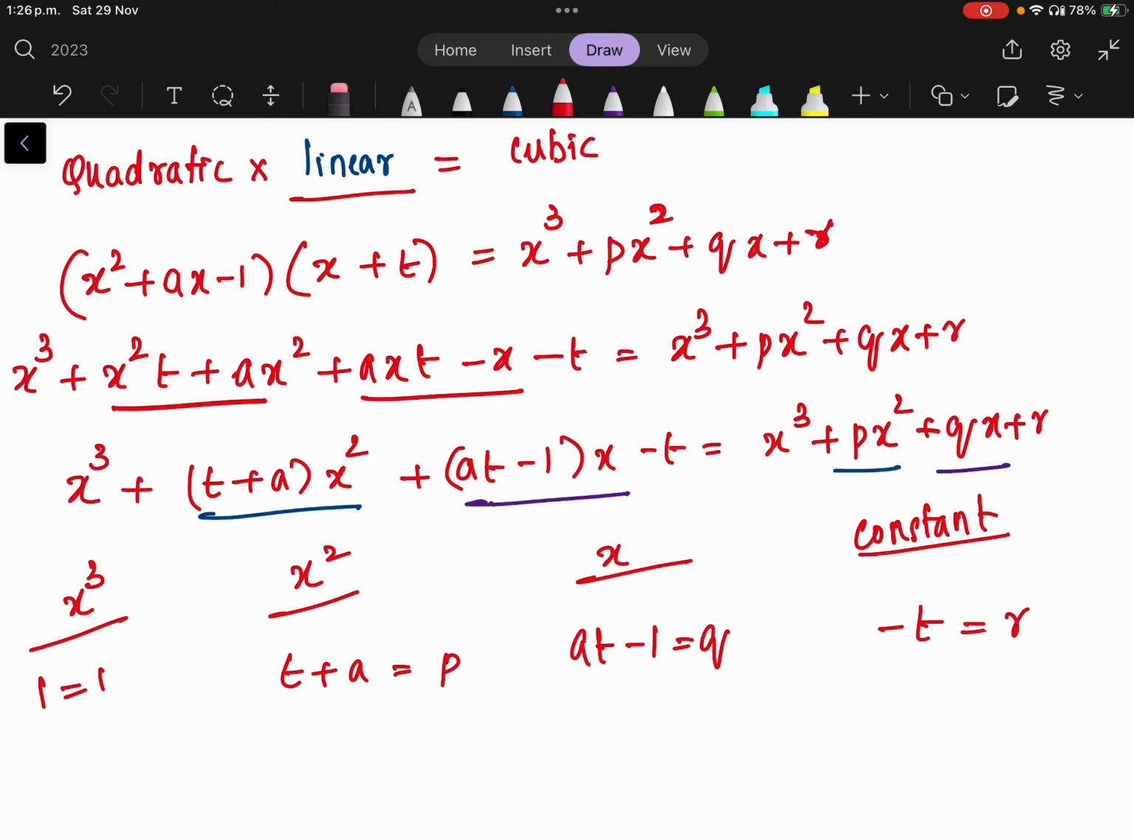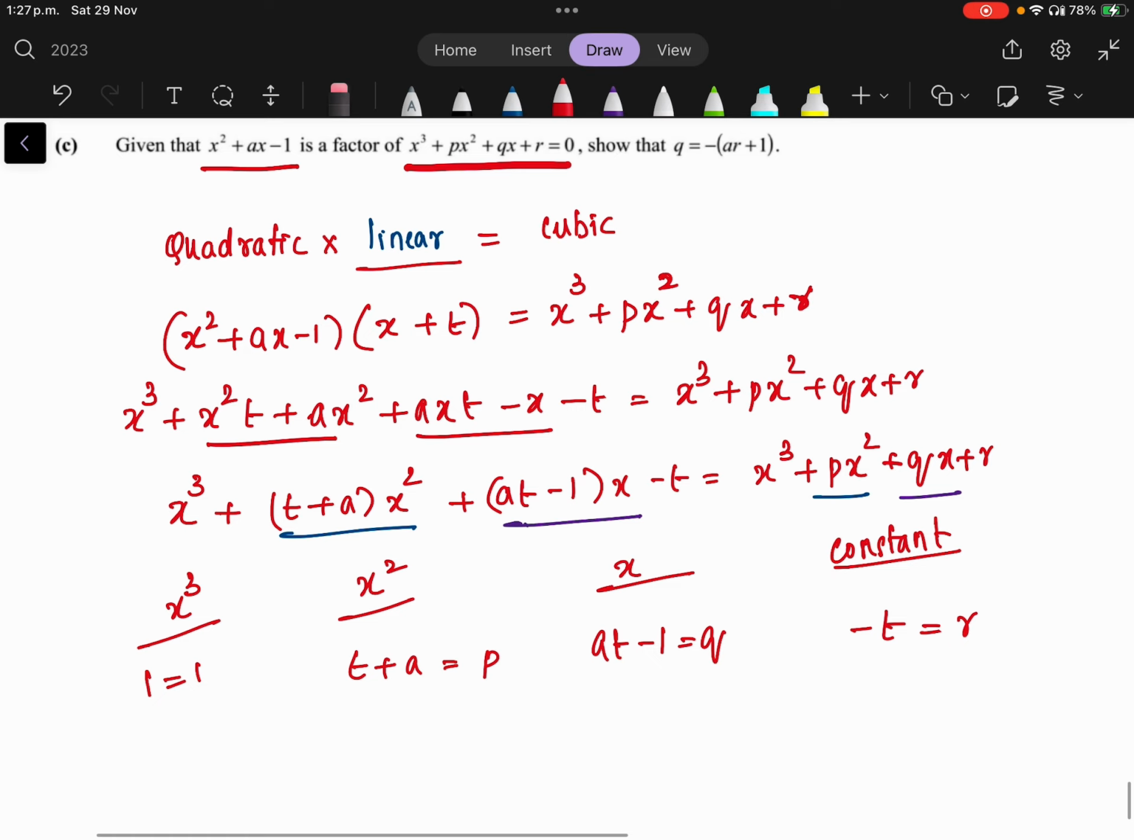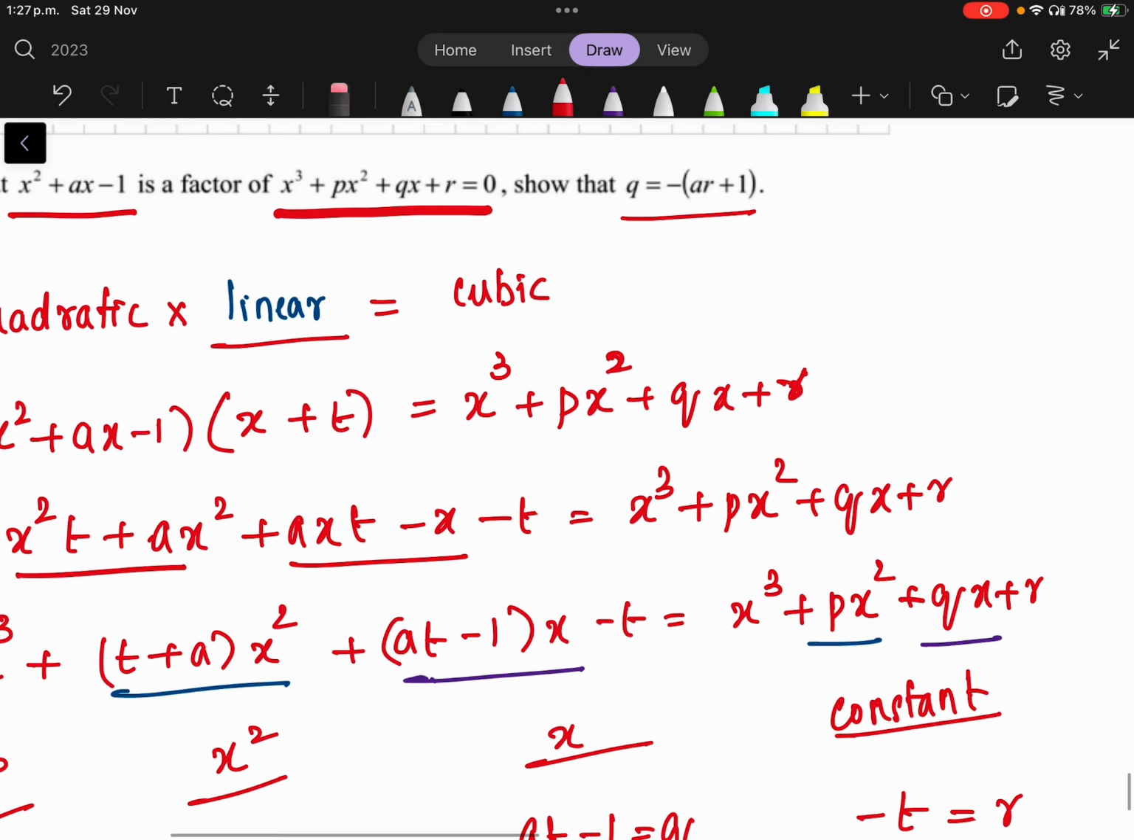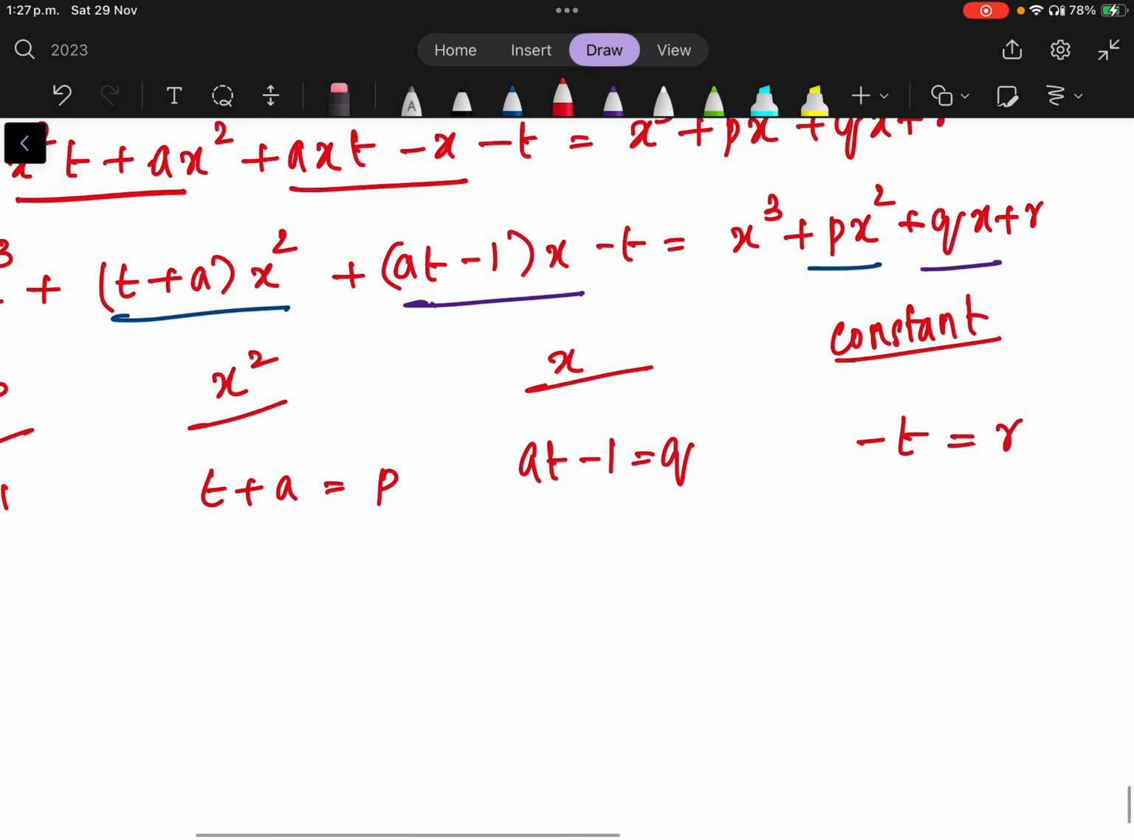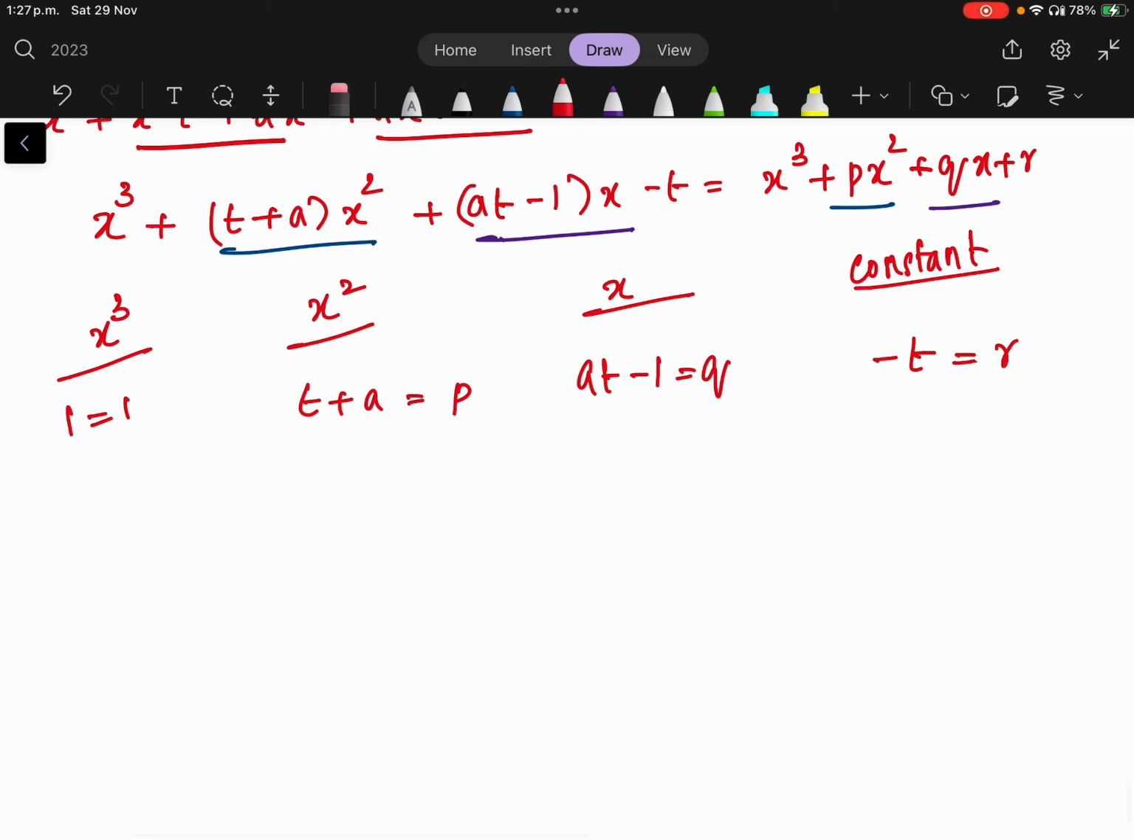Okay, now after writing this, you should go back to the question and see what they are asking, because they might ask you different things. We don't want to work on everything and waste our time. So you will go and see what the question is, what they have asked. Here what they have asked is q is equal to minus ar plus 1. So you need to work with the equation with q. That is only this equation. So I'll take that there, at minus 1 is equal to q.